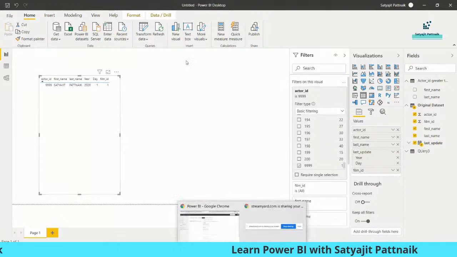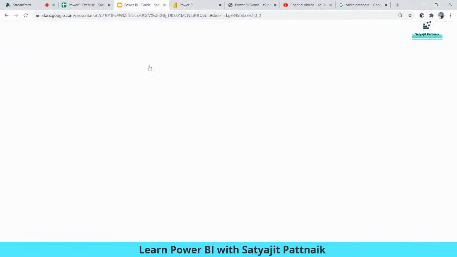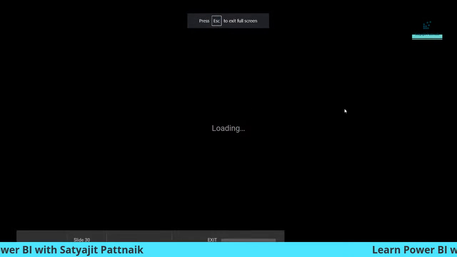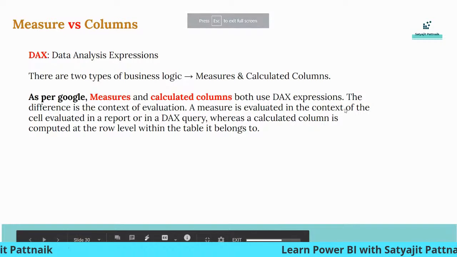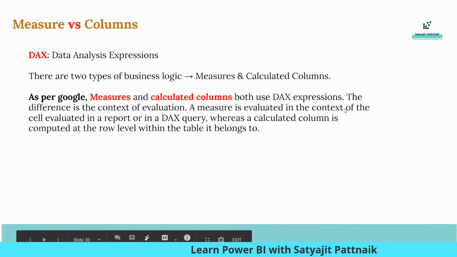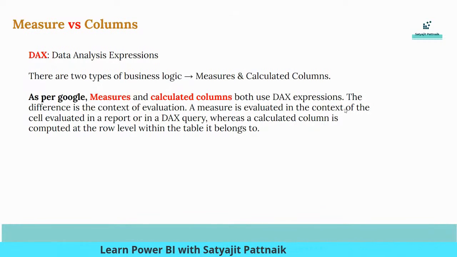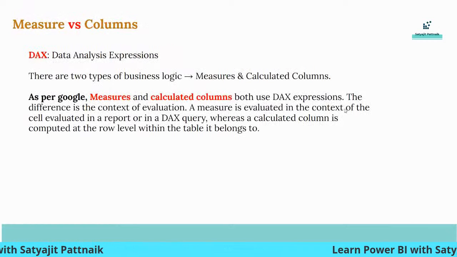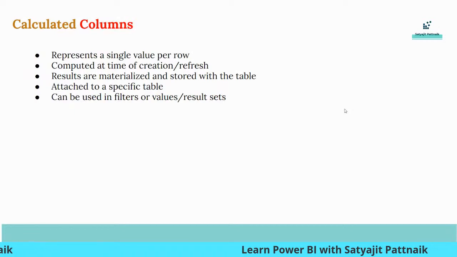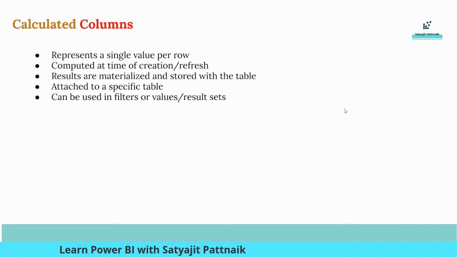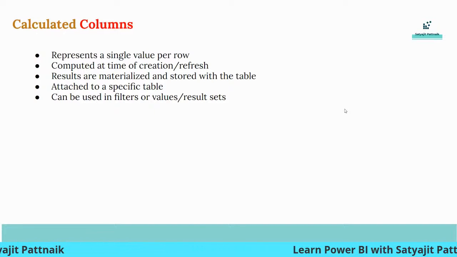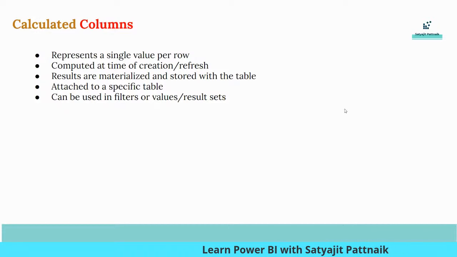Let's quickly jump into the next topics because we are already late. I think the basic operations are clear. If you still have any doubts, I'm always there to help you out. So let's quickly go through these particular slides. What are calculated columns? Calculated columns represent a single value per row computed at the time of creation or refresh.